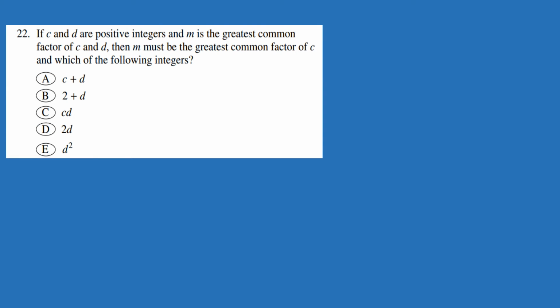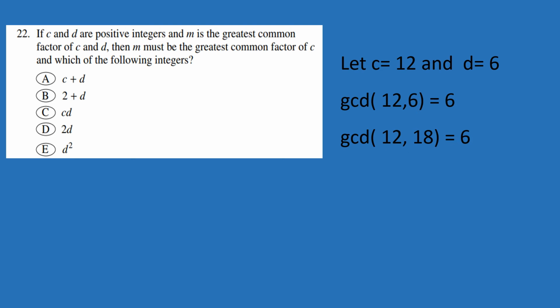If C and D are positive integers, M is the greatest common factor of C and D, then M must be the greatest common factor of C and which of the following integers? So I have to find, maybe we'll take a test value C as 12 and D as 6, the GCD is 6 here. Next I am trying to find the GCD of C and C plus D, the GCD of C and CD. So I can say that only in these cases the result is true. So my answer is A.